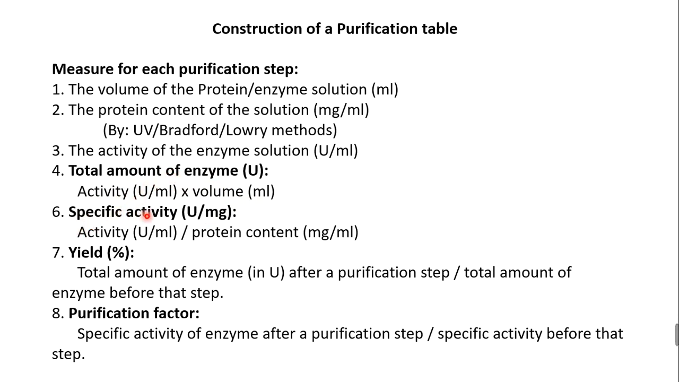And specific activity means the total amount of international units of enzyme in a milligram of protein. For example, if you have 50 ml, in 50 ml how many units are present, and at the same time, in 50 ml how much protein is present in milligrams. That is the activity divided by the protein content. Again, the protein content can be derived by three methods: UV, Bradford, Lowry et al. methods.